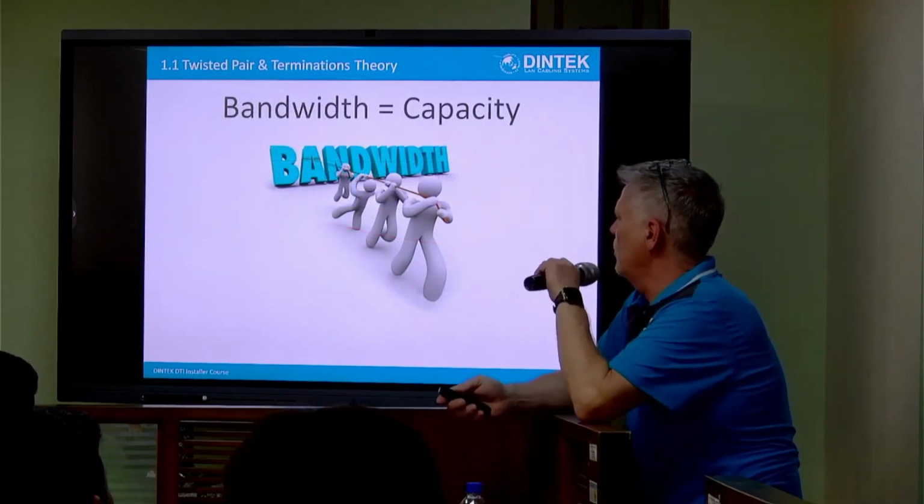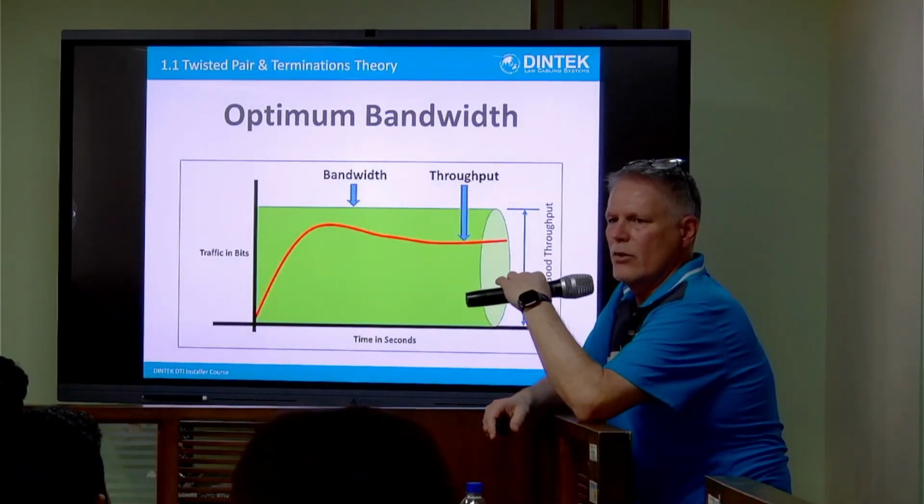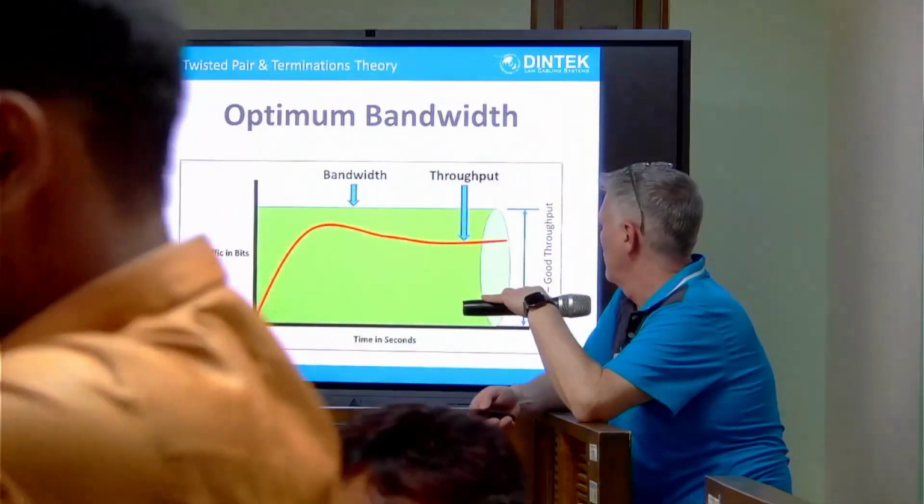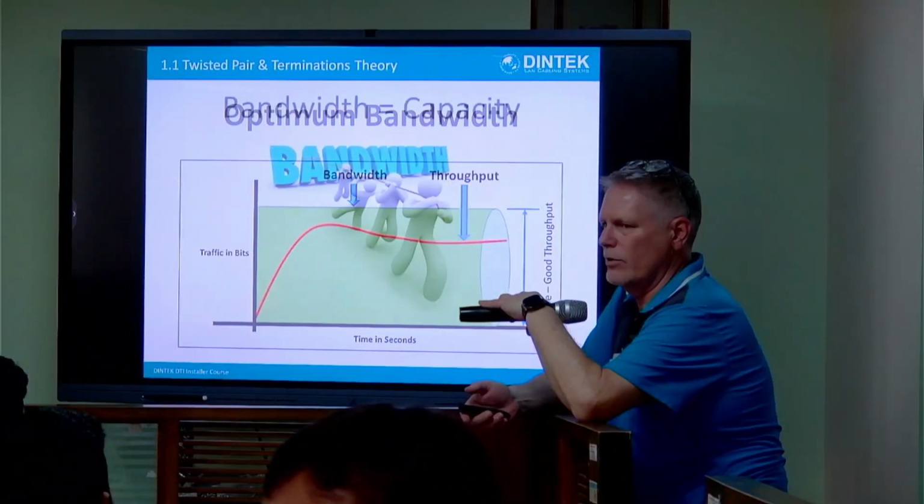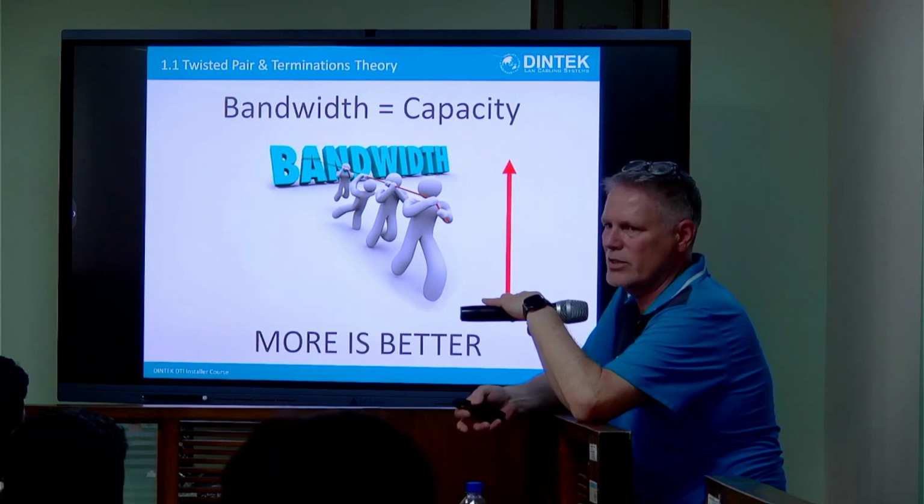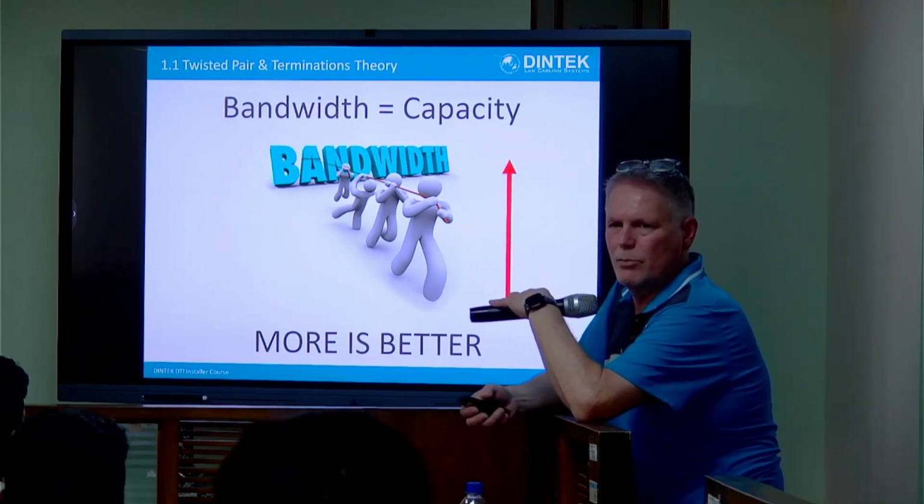You can think of bandwidth as water flowing through a pipe. Okay? So think of the pipe and the water that's going to flow through that pipe. If we have a good throughput, then we've got high bandwidth. So basically, bandwidth is capacity. The more bandwidth we have, the more capacity and data we can push through that cable.